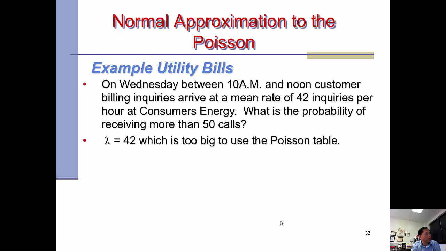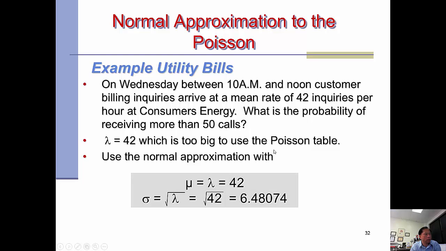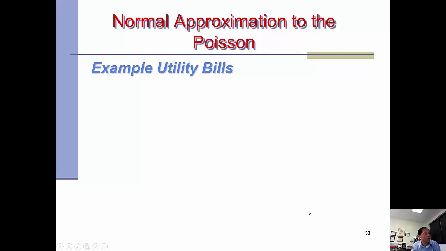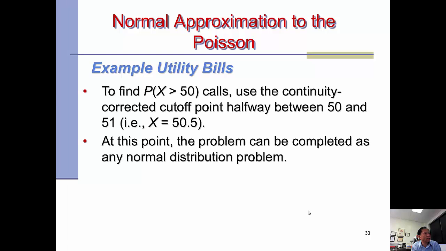This is an example of utility bills. On Wednesday between 10 a.m. and noon, customer billing inquiries arrive at a mean rate of 42 inquiries per hour at this energy company. What is the probability of receiving more than 50 calls? Since lambda is 42, that's too big to use a Poisson table, so we can use normal approximation. Mu in this case is lambda, 42, and sigma is the square root of 42, which is 6.48.